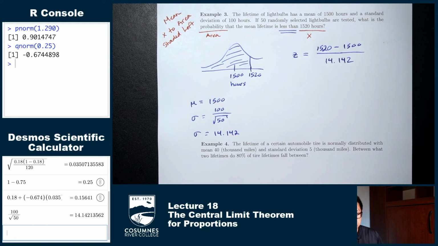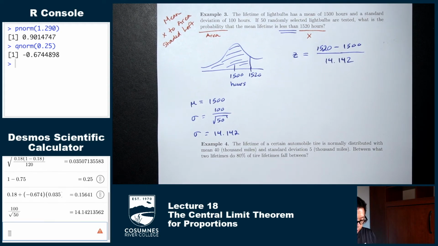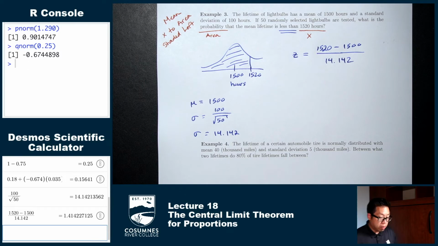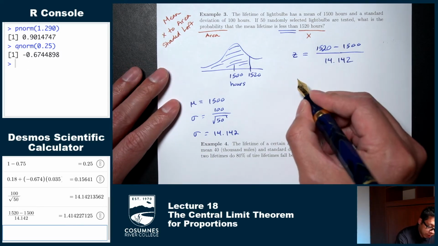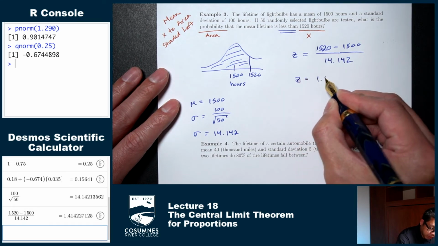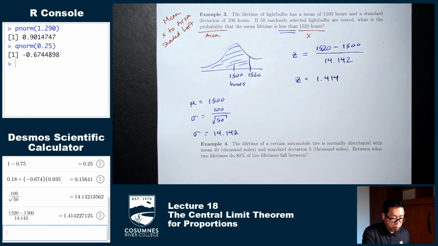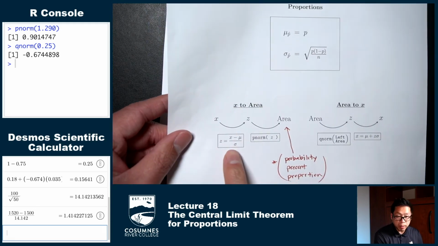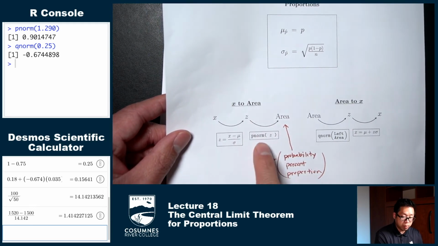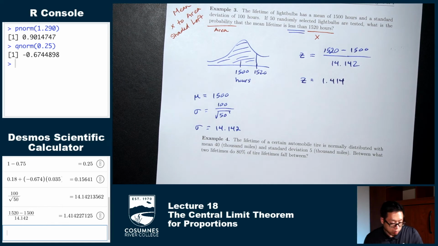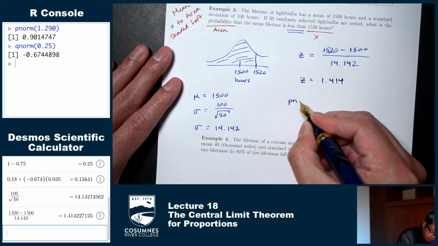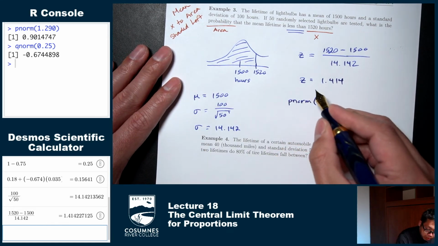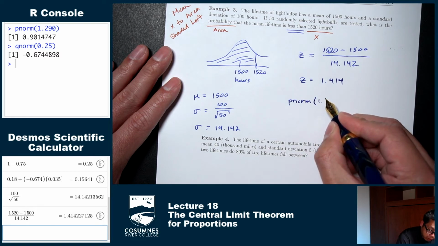So in our calculator, up top, 1,520 minus 1,500 over 14.142. Rounded to 3 decimal places, this is 1.414. Okay, so we just did the z-score formula. The next step will be z to area by doing a p-norm. So we're going to do p-norm. The z, our z was 1.414.